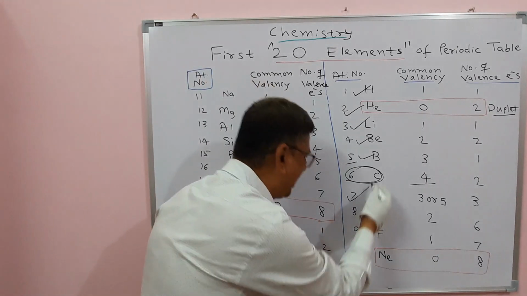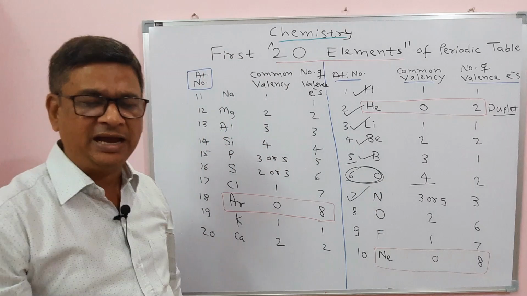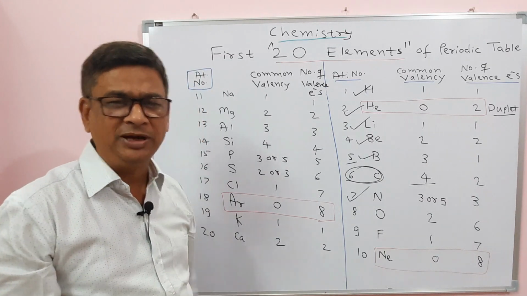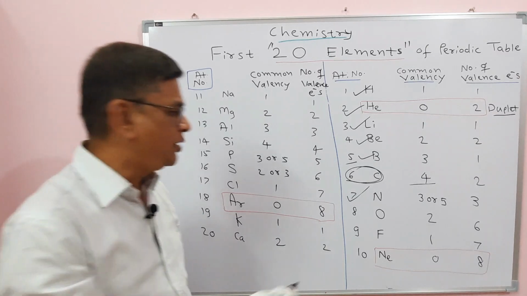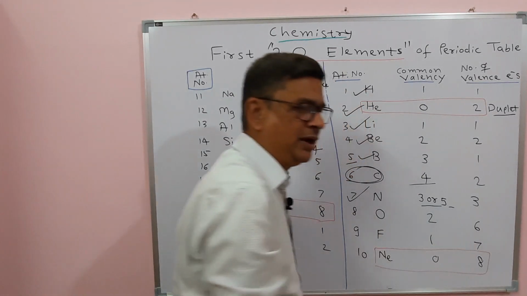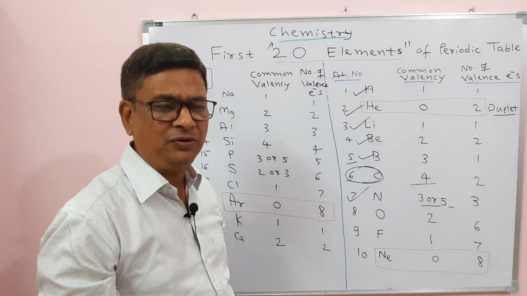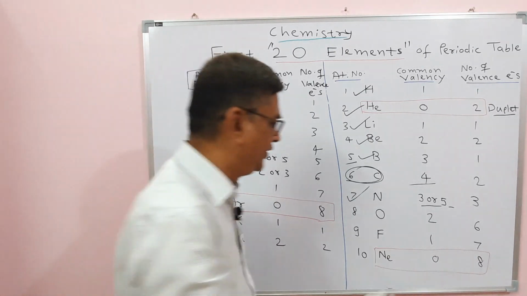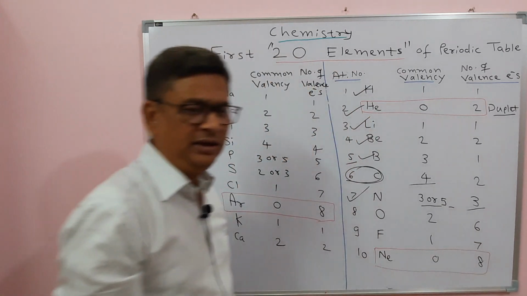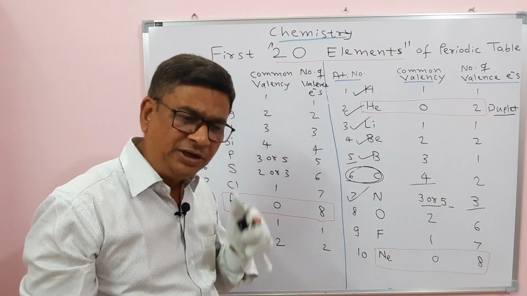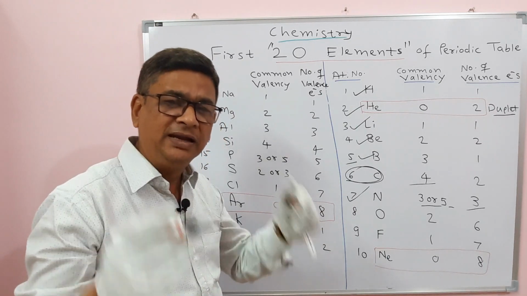The next one is nitrogen. Our atmosphere has the highest percentage of gas, that is nitrogen, by volume. It is 78 point something percent. Its common valency is 3 or 5. However, it mostly shows 3, like in ammonia, NH3, which contains 3 hydrogen joined with nitrogen. And it has 5 electrons in the outermost shell. The outermost shell is also called the valence shell, therefore its electrons are also called valence electrons.